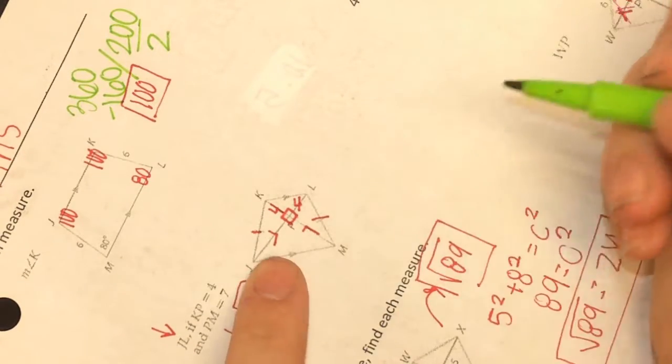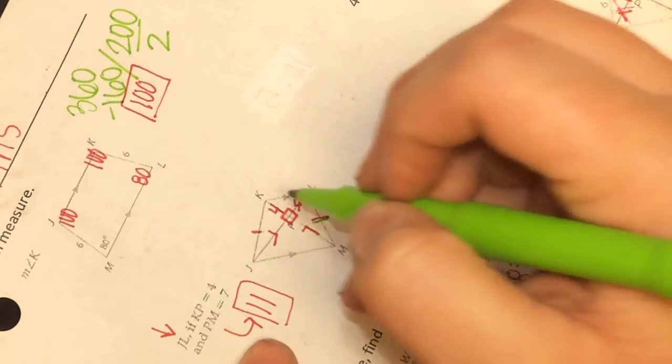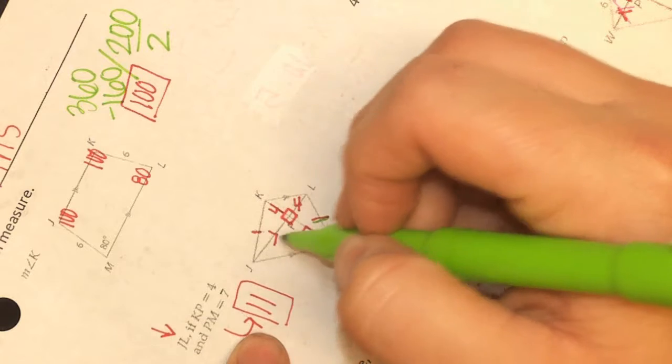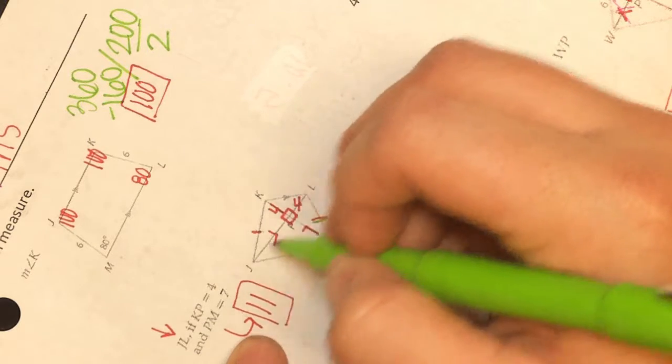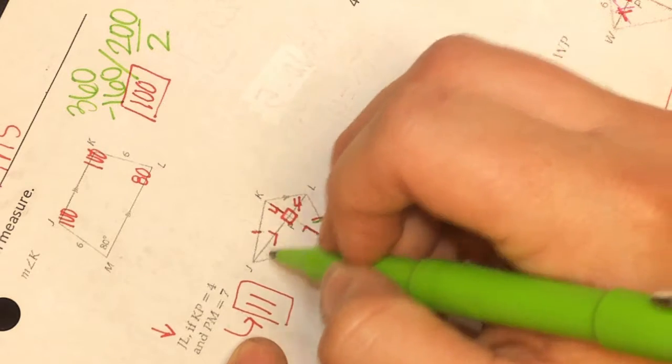Okay, number 3. If this is an isosceles trapezoid, which it is because it told us, then if that's 4, that's 4. And if that's 7, that's 7. So to find JL, you would add those together. So you'd have 7 plus 4, which is 11.